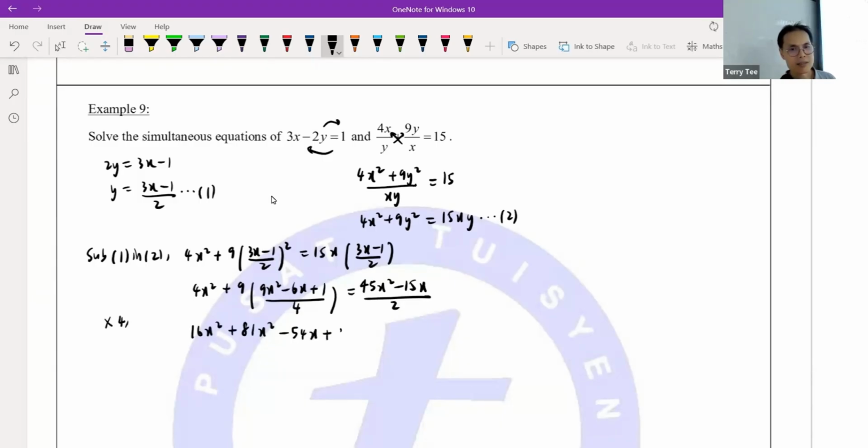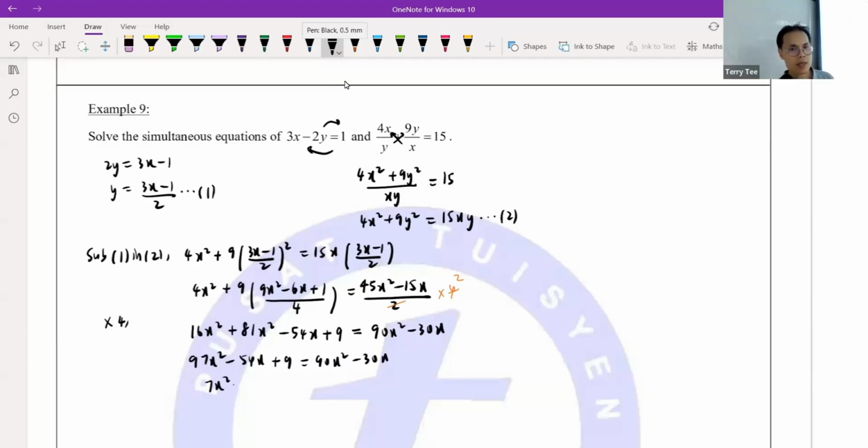54x plus 9. This one, you times 4. Imagine this, when I times 4, this is actually 2, cancel, cancel. That will give us, what is this? 90, right? 90x squared minus 30x. Okay, on my left, I had 97 here, right? And I got 54x plus 9. On my right, I have 90x squared minus 30x.